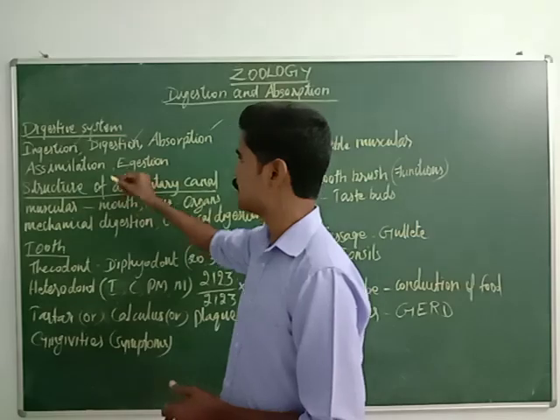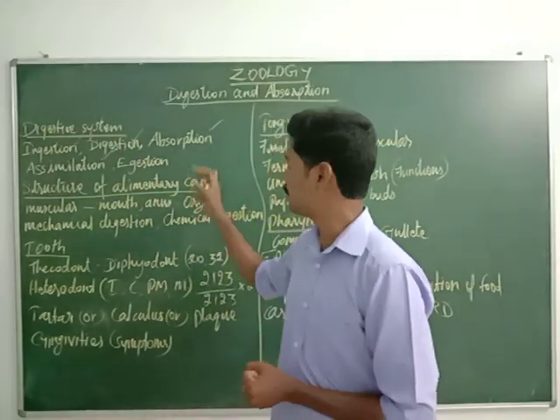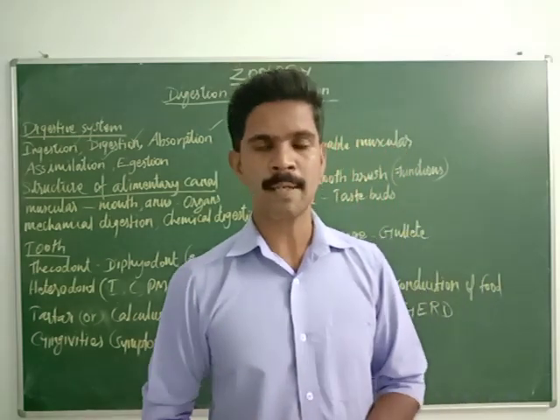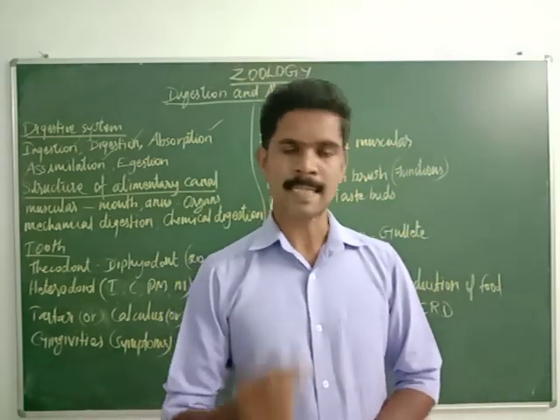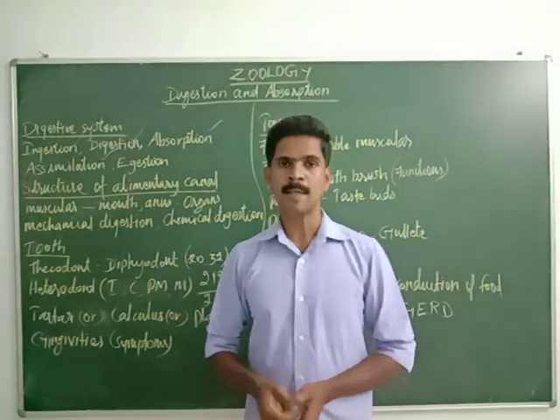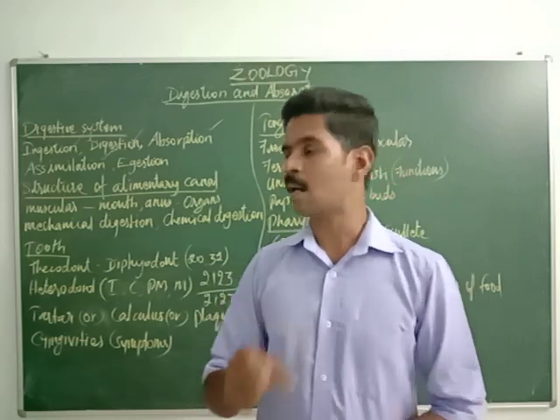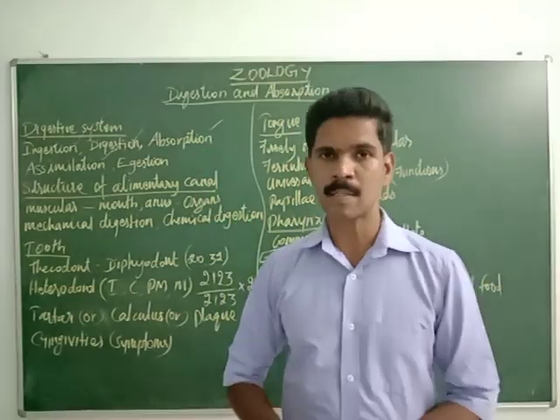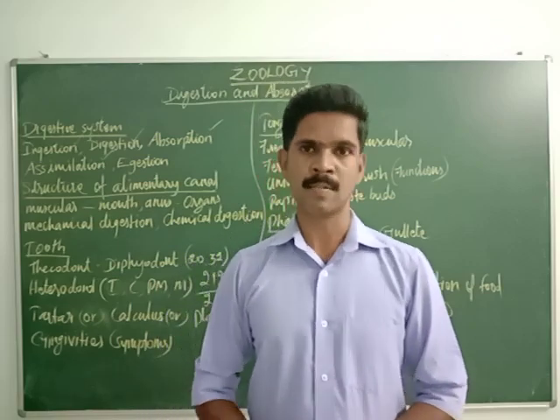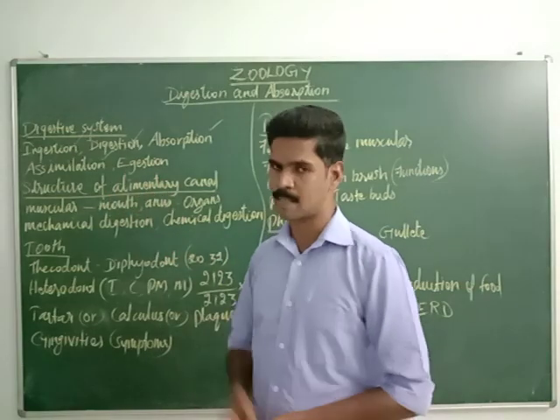And the fourth event is assimilation. The absorbed food materials are converted into, or become, an important component in the cells. This process is called assimilation. So assimilation means the process of converting the micromolecules, or the absorbed food materials, into cellular components. And the last one is egestion.